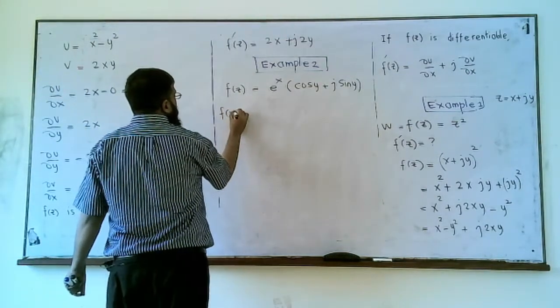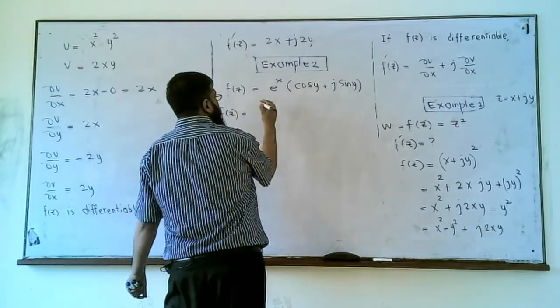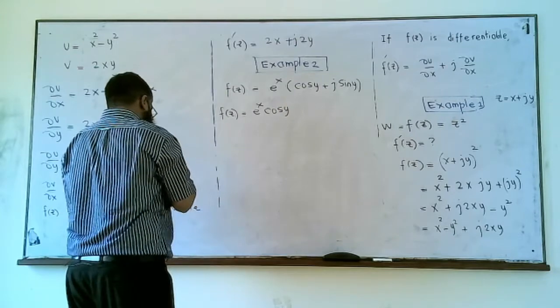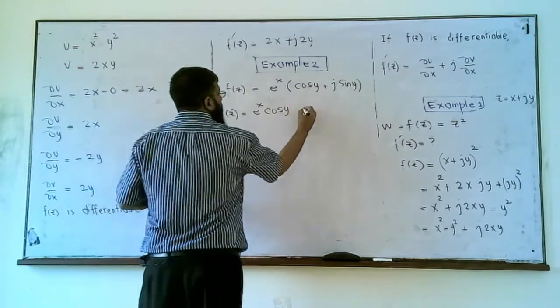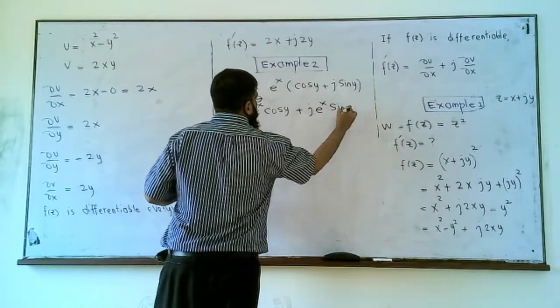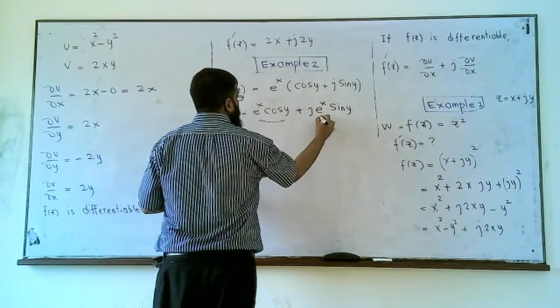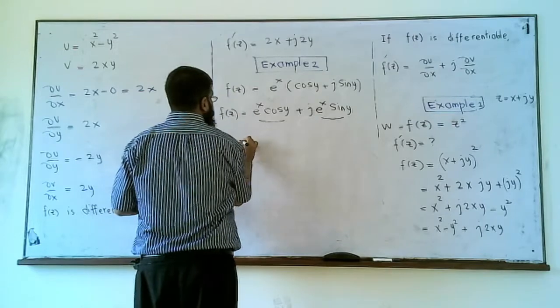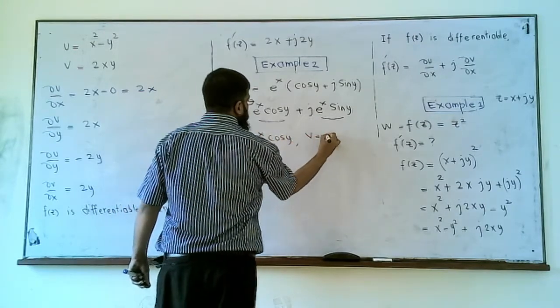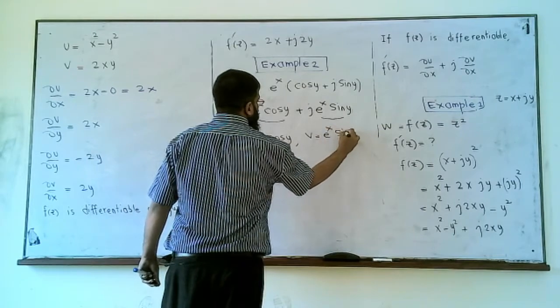So f of z can also be written as, if you multiply this e to the x inside, e to the x cos y plus j e to the x sin y. This means this is the real part, this is the imaginary part. So u is e to the x cos y and v is e to the x sin y.